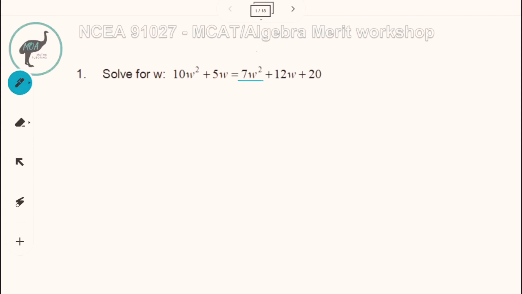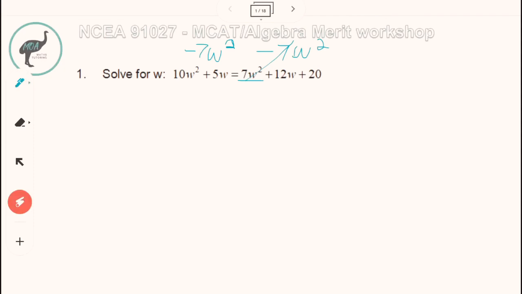I can do that by subtracting 7w squared. Now because 7w squared minus 7w squared is 0, that means we don't need that on this side anymore, because 0 plus anything will just be the same. So if I do it on one side though, I have to do it on the other side as well. That's the rule in algebra. One side, you have to do the same on the other side.